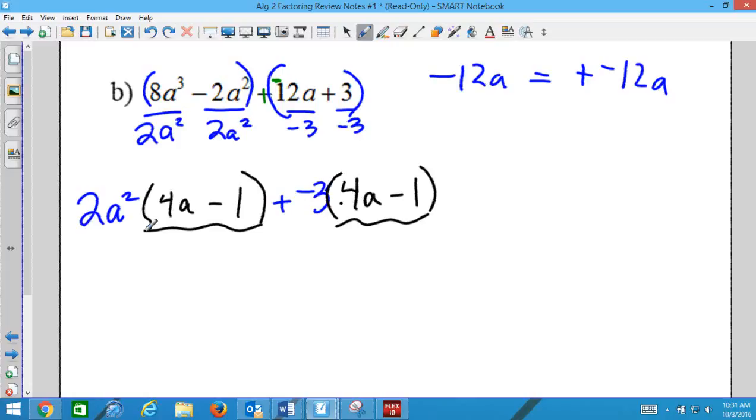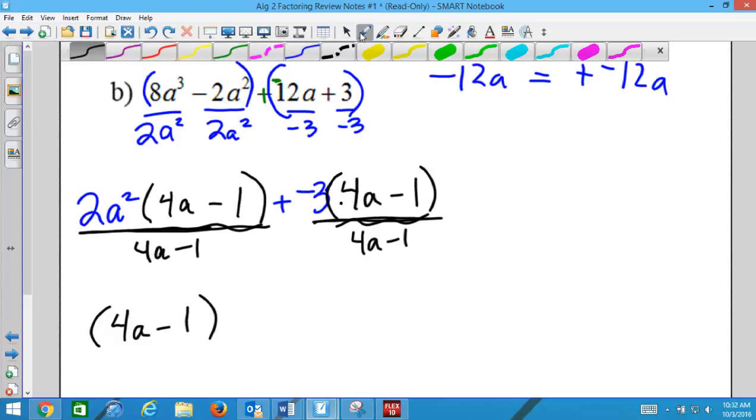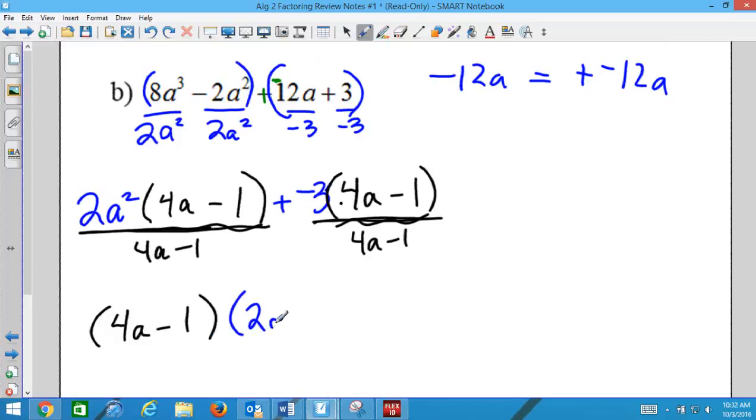Yes. Then minus minus. Okay, so now we divide out the parentheses. 4a minus 1 and 4a minus 1. We divide that out, and that goes in front. Then what I did not divide, 2a squared minus 3, is what's left over. That goes in the other parentheses.